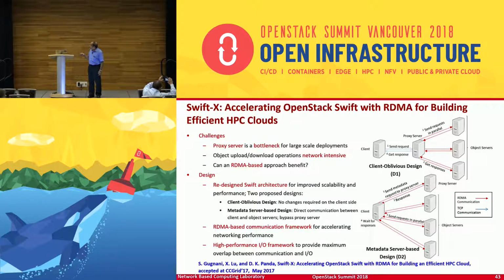This is the Swift architecture. We have D1, a client-oblivious design. We are only making changes on the proxy side, in how it communicates with the object server, because sometimes we do not want the clients to be modified. The other one is a more integrated design, D2, a metadata-based design. Here, instead of the client talking to the proxy server and getting everything through it, the client can directly talk to the proxy server. The red lines are the RDMA lines, and the blue lines are the standard TCP/IP communication.